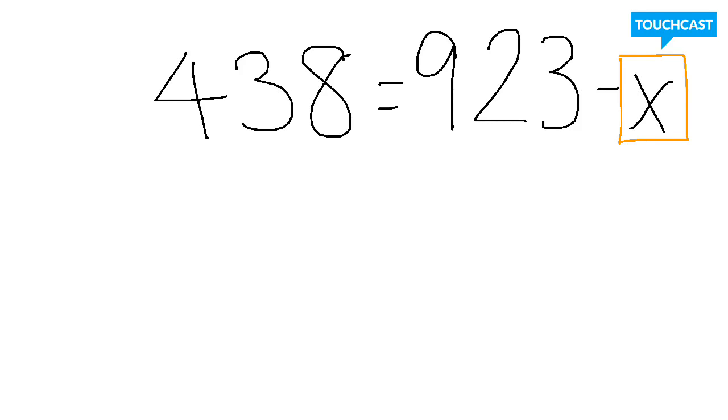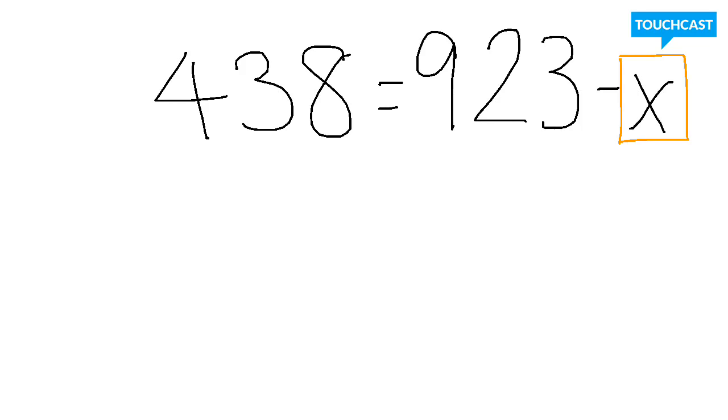Hey you guys, this is Miss Odom here. We're going to work on solving this problem, and I need for you to follow along. If you want to become a level 3 or level 4 thinker, you do exactly as I show you, okay? All right, here we go. So we're looking at problem 438 equals 923 minus x. We need to find the value of x.